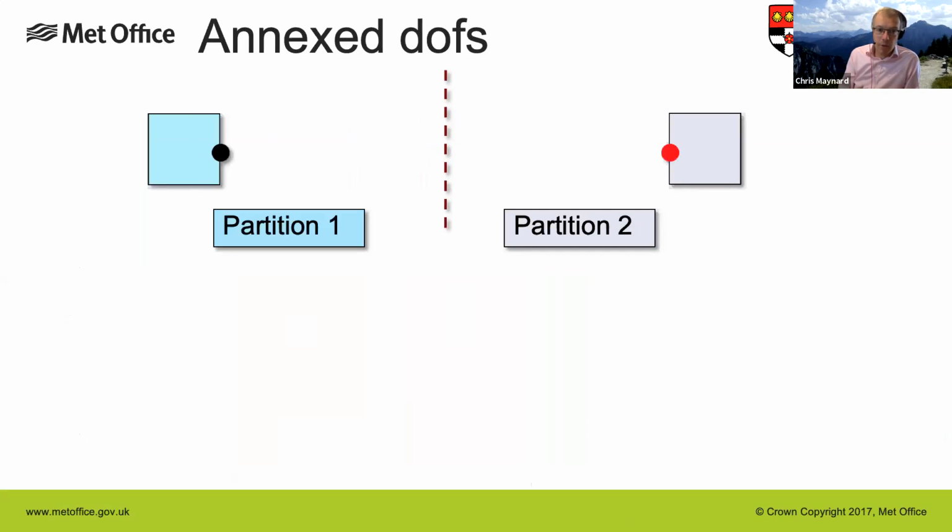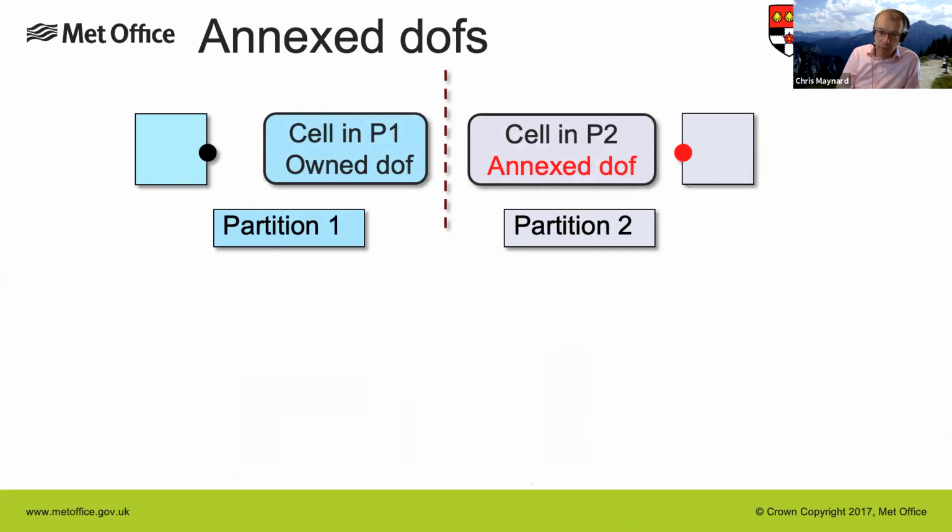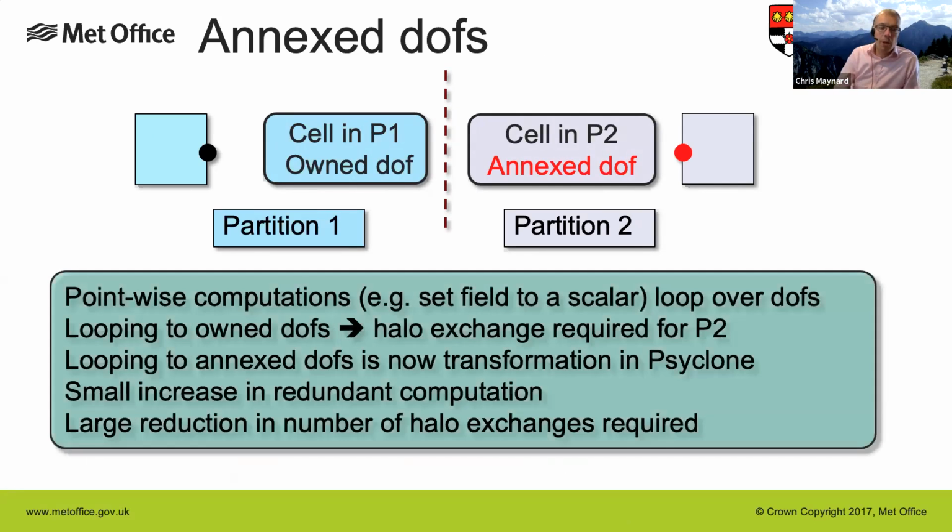So again, we might have these two adjacent cells where we have to update something on the boundary of one of them, and it occurs across an MPI partition. So the cell in P1 is owned, it has the degree of freedom owned in partition 1, but the cell in partition 2 also needs to update it, and that is called an annex DOF. Sometimes we do point-wise calculations. For example, if we set the value of a field to a scalar, we want to loop over all the degrees of freedom. And if we loop over all the own DOFs, we would need to do a halo exchange as required to get the answer right in partition 2, to get the information from partition 1.